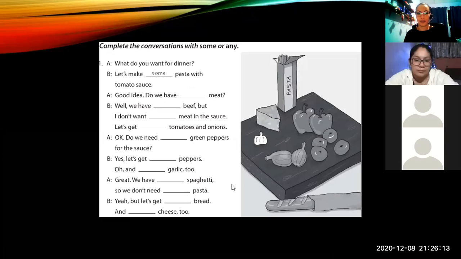Okay, teacher. Okay. Good idea. Do you help? Do you help? Bueno, la primera creo que es one. No, it means. Do you have? No, no. Do we have? It means.